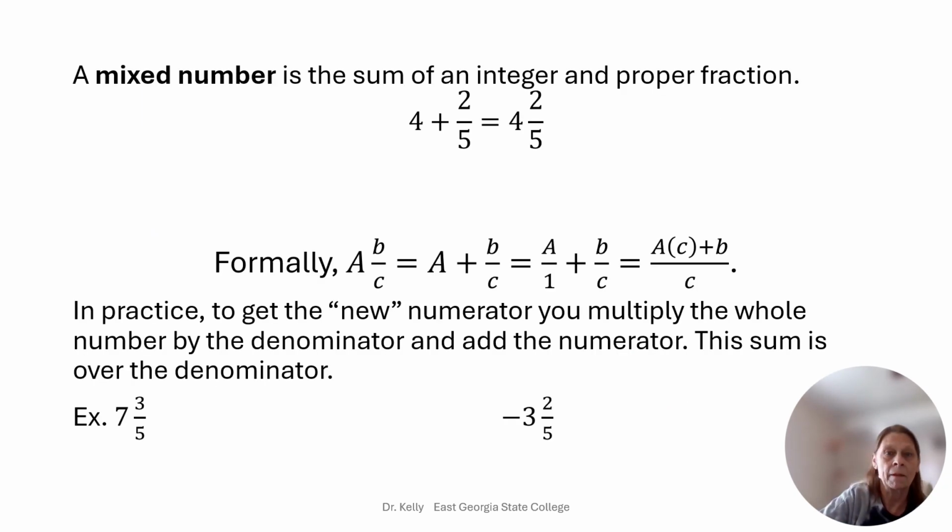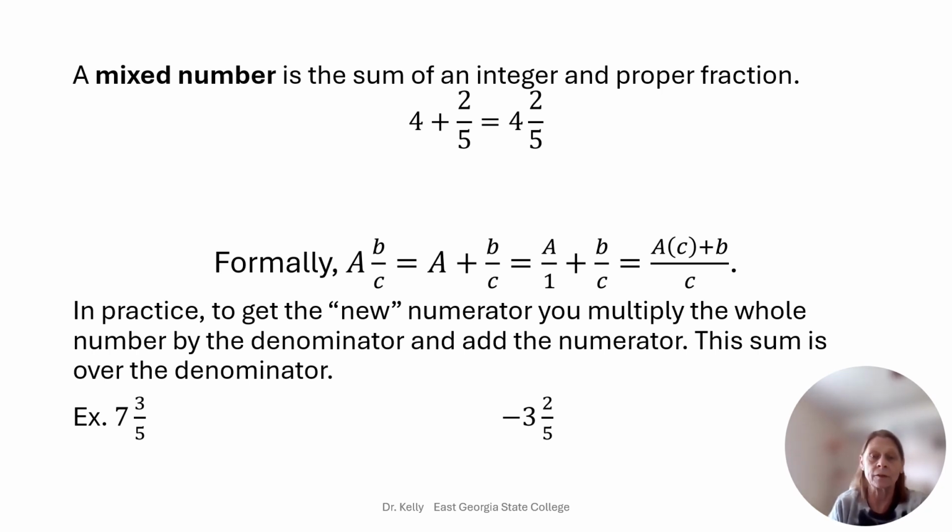All right. So let's talk about mixed numbers. Mixed numbers is really something that only happens maybe in the elementary grades, that you start phasing mixed numbers out when you get into algebra kind of ideas. So, you know, middle school kind of situation. But let's define one. A mixed number is the sum of an integer and a proper fraction. So here I have an example of 4 plus 2/5, and that is equal to 4 2/5.